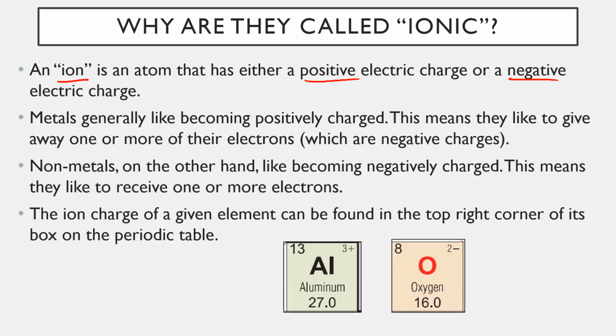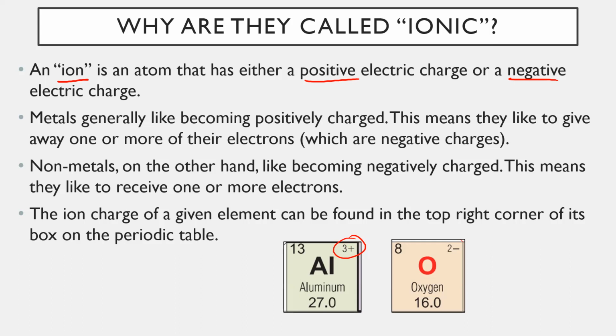You'll notice in the top right corner of every single element, or at least almost every single element, there's a number and then either a plus sign or a minus sign. Let's look at aluminum, for instance. Aluminum, atomic number 13, is over closer to the right side. It has 3+ written in the top right-hand corner. What this means is when you have aluminum, if it becomes electrically charged, it likes to have a +3 charge. In other words, it likes to lose 3 electrons.